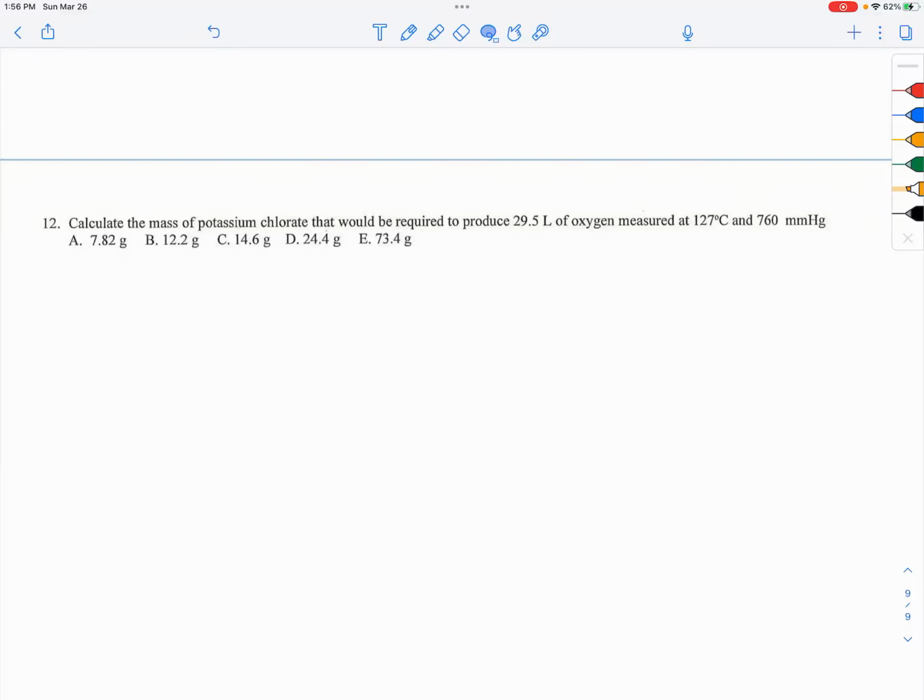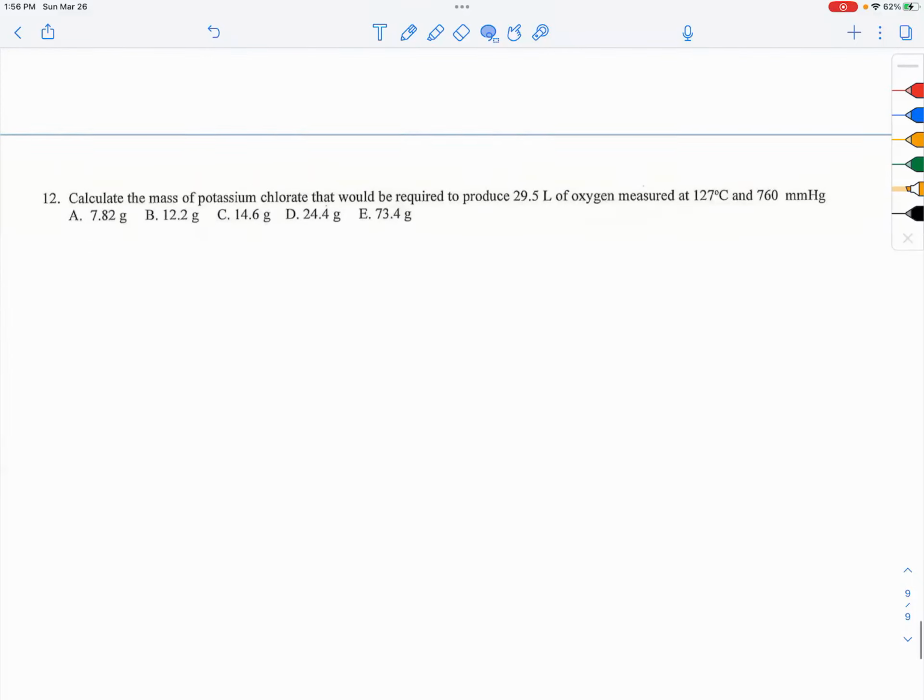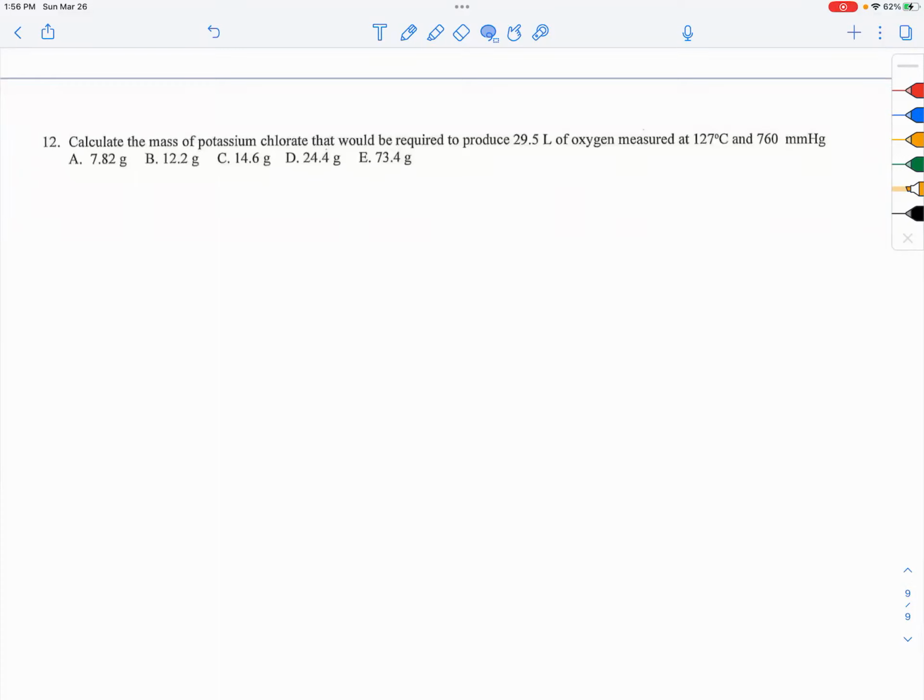All right, for number 12, we have: calculate the mass of potassium chlorate that would be required to produce 29.5 liters of oxygen, measured at 127 degrees Celsius and 760 millimeters of mercury. So a couple of things would catch my attention. First, if I need to know the mass, I would need to know the moles.